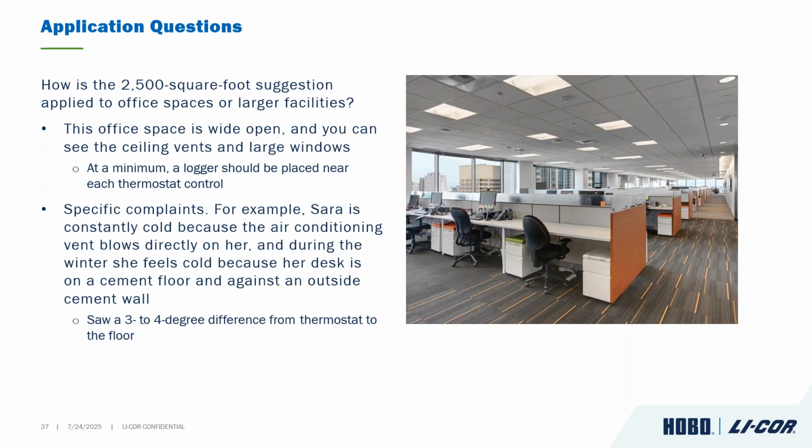For example, Sarah is constantly cold because the air conditioning blows cold air directly on her. And during the winter, she feels cold because her desk is on a cement floor and against an outside cement wall. So there you might consider needing an extra data logger and not following that 2,500 square foot rule. But as a general rule of thumb, this will work, but you'll always have to consider your application.